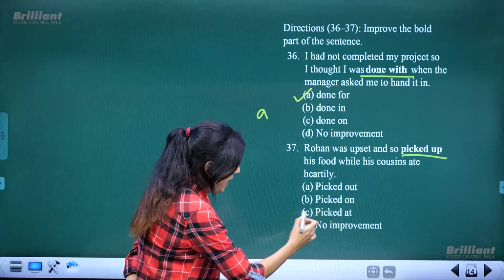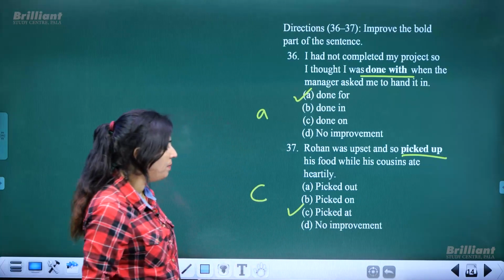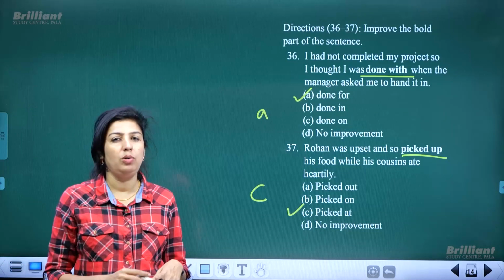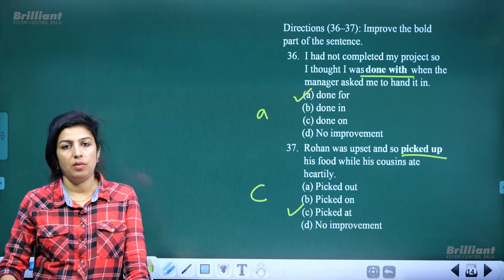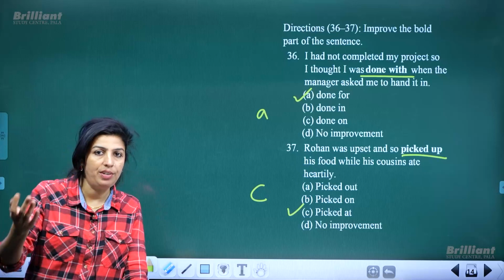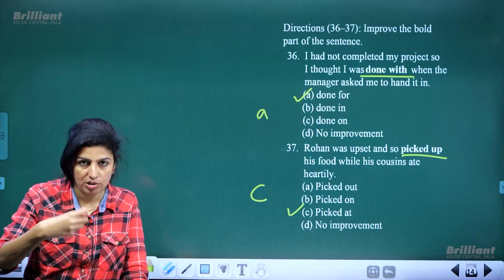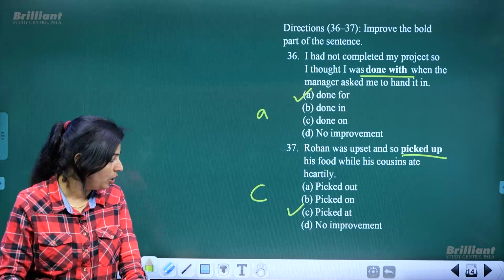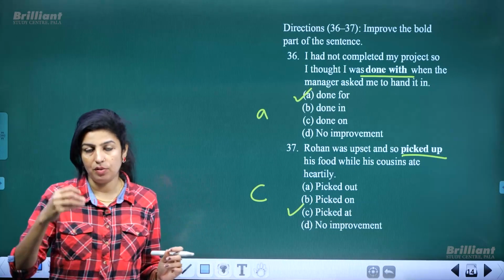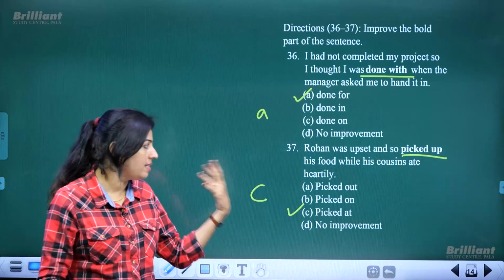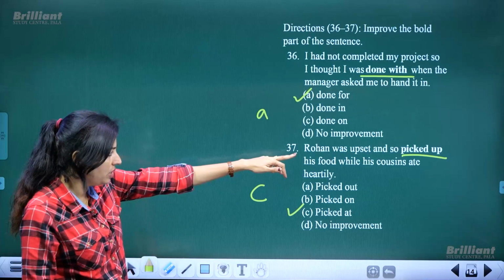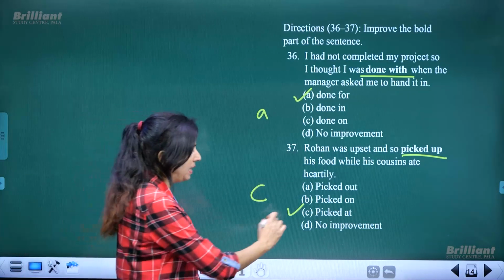Now picked at is our option C. And what do you mean by picked at? When you are emotionally troubled and not in a good mood, while eating you are not even interested in the food, and that will be evident in the way you pick up the morsels of food. When we use the term picked at his food, that means he was eating so slowly as if he is least interested and not in a mood to eat. So that is the word we need there. It's picked at.